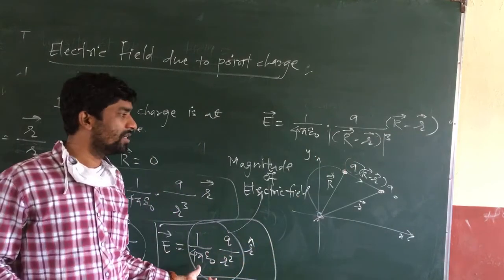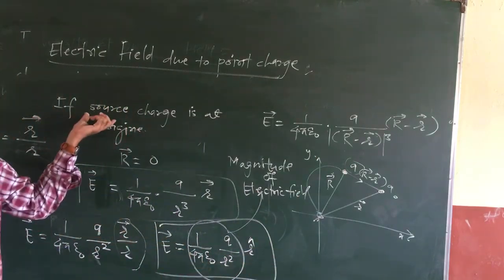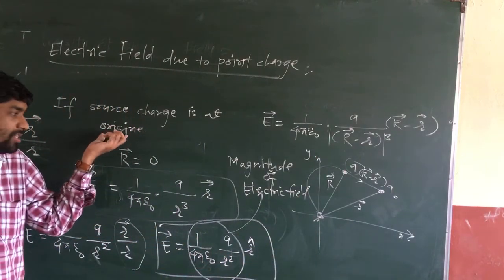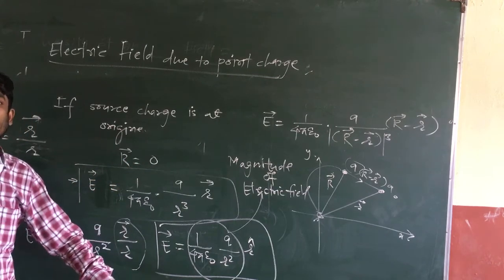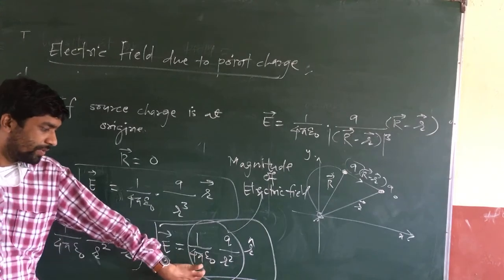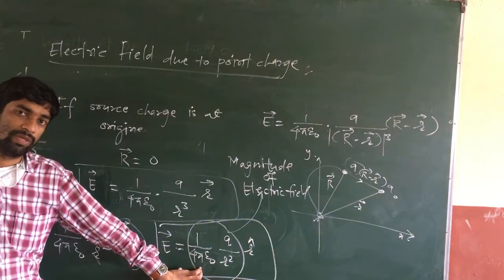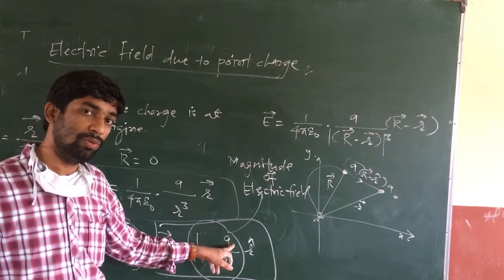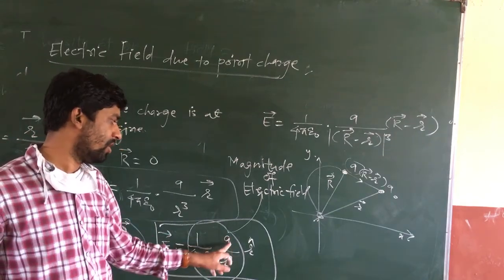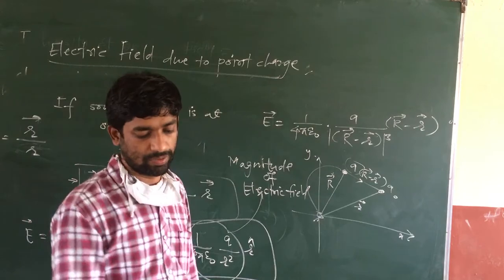And why does this equation come? When you substitute that the source charge is at the origin and capital R equals 0, then this equation is obtained. Generally, this equation is very important while solving problems. What is the magnitude of the electric field due to the charge q? 1 upon 4 pi epsilon naught, q divided by r square.